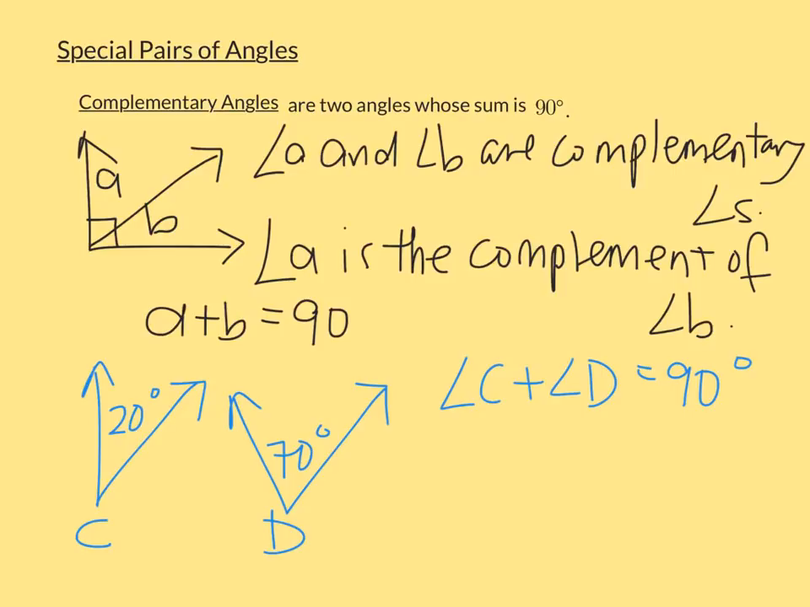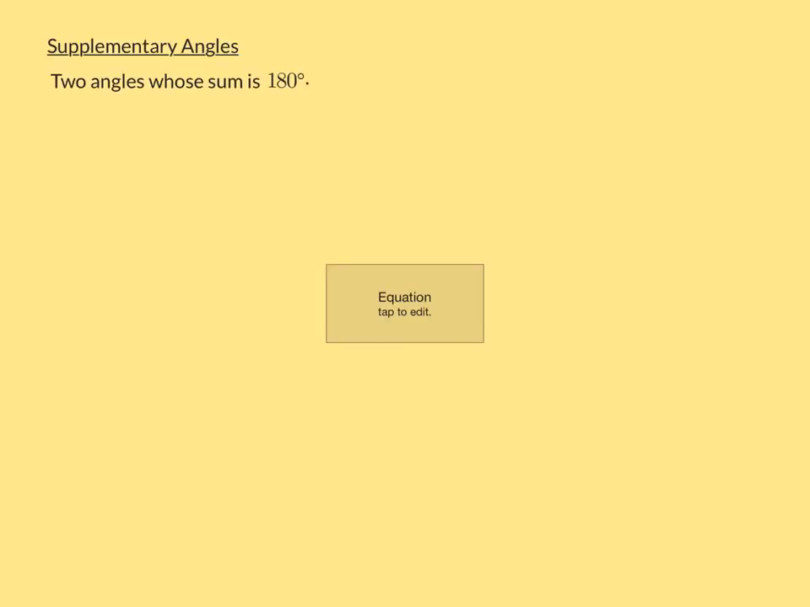angles. Now let's look at another special pair of angles, the supplementary angles. Do you remember what they are? Pause the video if you need some time to think about it. Supplementary angles are two angles whose sum is 180 degrees.